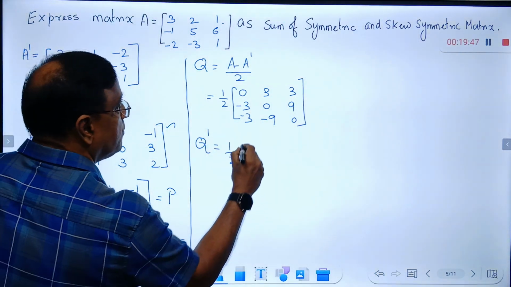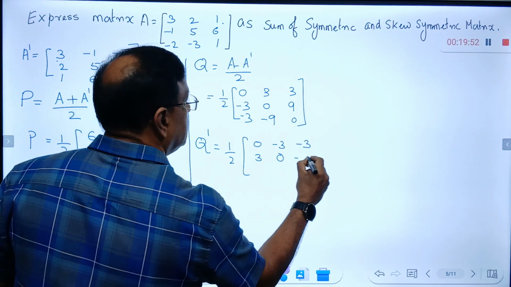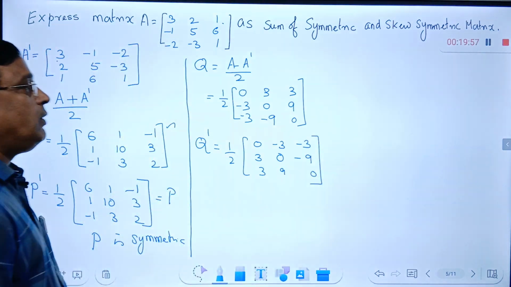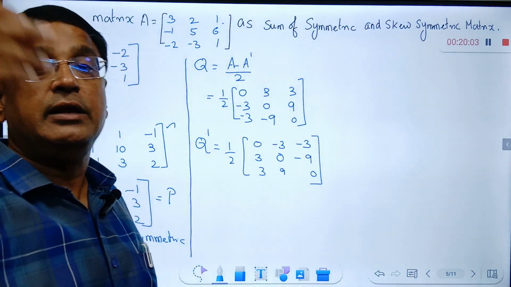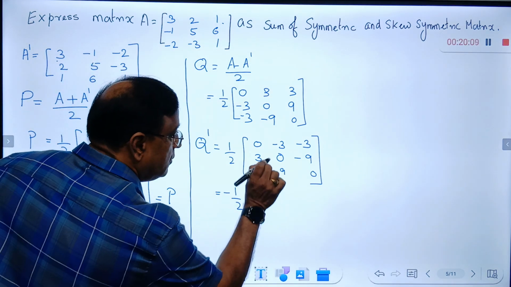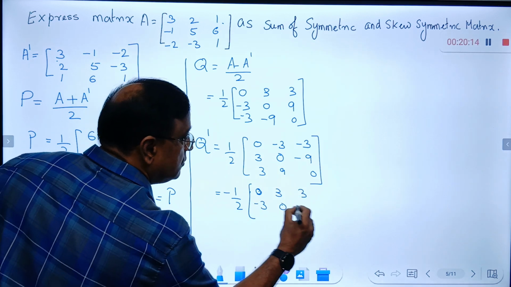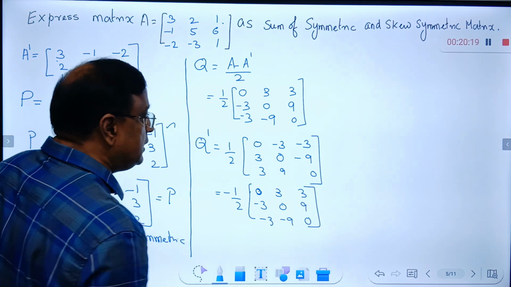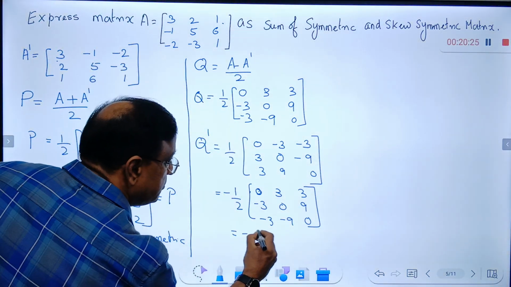Now I'll take Q transpose. What is Q transpose? 0, minus 3, minus 3. 3, 0, minus 9. 3, 9, 0. Now what do we do? From this entire matrix, take the minus sign out. Remember scalar multiplication. Here the scalar is minus 1. When I take minus outside, what do I get? 0, 0, 3, 3, minus 3, 0, 9, and minus 3, minus 9, 0. And clearly you see this is nothing but Q. But since there's a minus sign outside, it is minus Q.